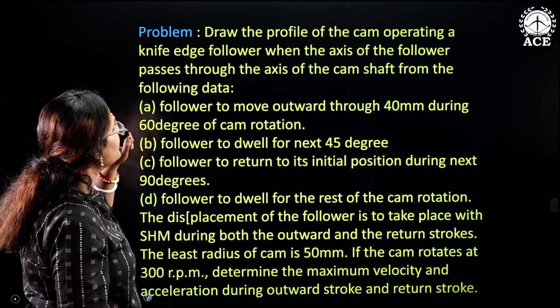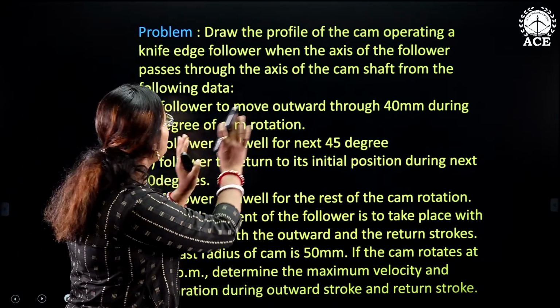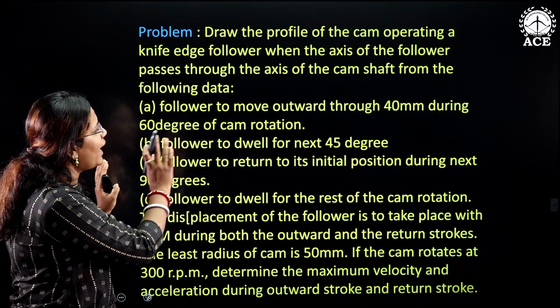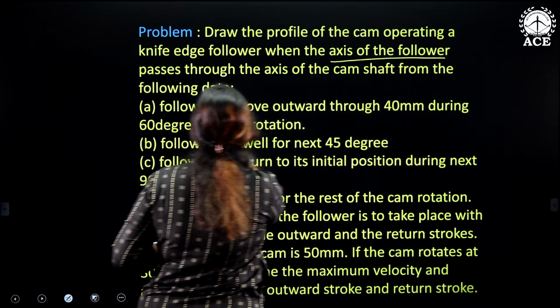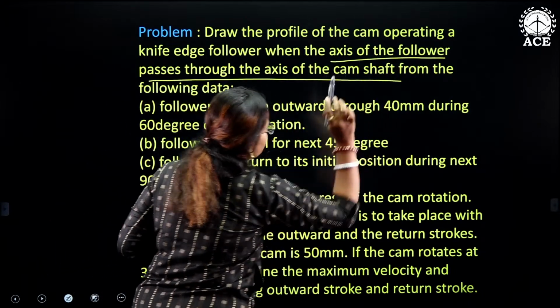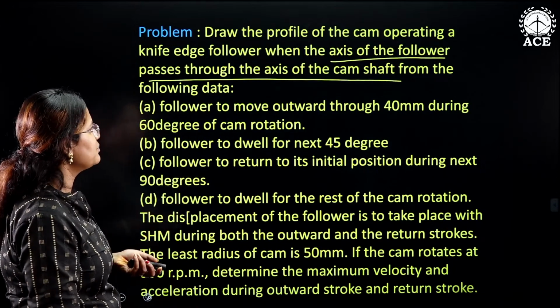Here they are saying the cam is operating a knife edge follower where the axis of the follower is passing through the axis of the camshaft. This is very important: the axis of the follower is passing through the axis of the camshaft. There is a difference, and I will tell you what difference it makes.